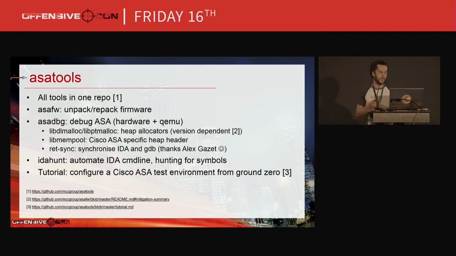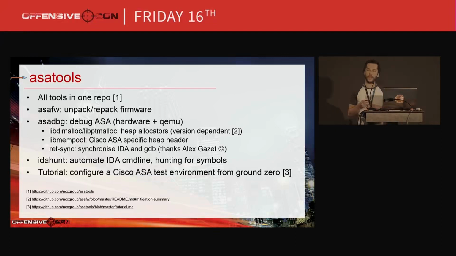Then we have ASA DBG, the ASA debugger, which is not really a full debugger in that we don't implement the whole debugging stack because we rely on GDB. But it's basically a wrapper on top of GDB that allows you to connect to the GDB server and have a nice interface. We also support both QEMU debugging and the real hardware. On the real hardware, you have the serial line, so you can debug over the serial line instead of having your Cisco shell if you're local.